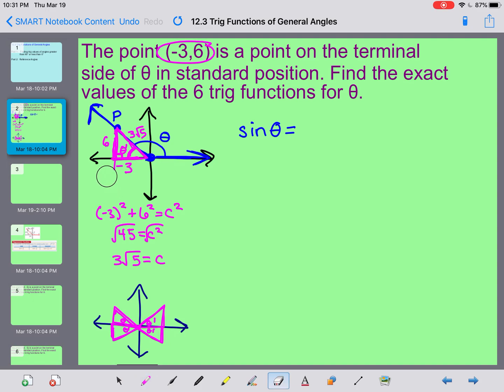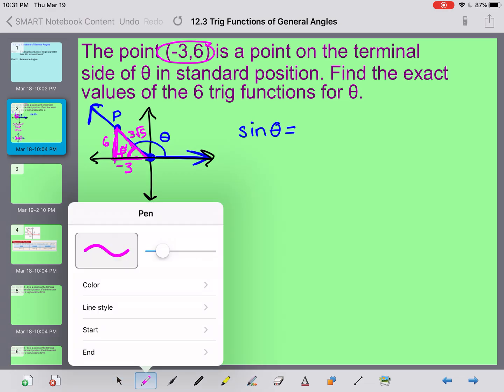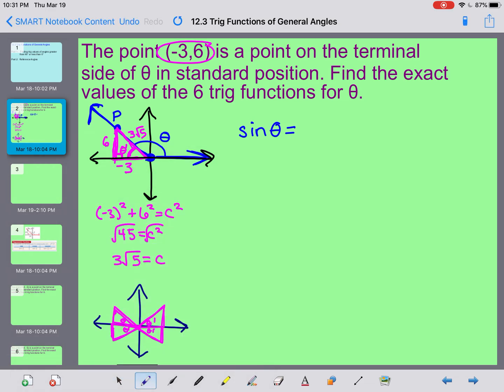Okay. So now, I'm just going to do SOHCAHTOA with this. So if you want to actually pause the video, you can go ahead and find all the 6 trig functions of that pink triangle.